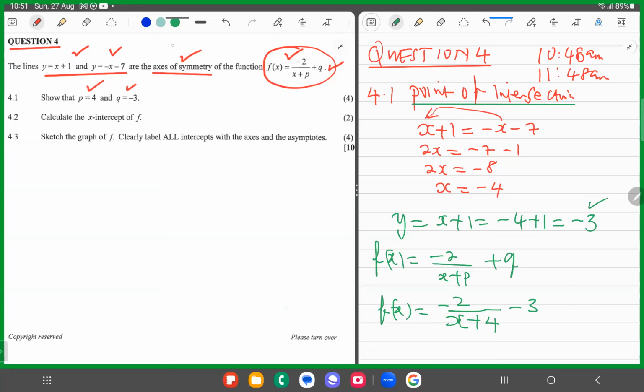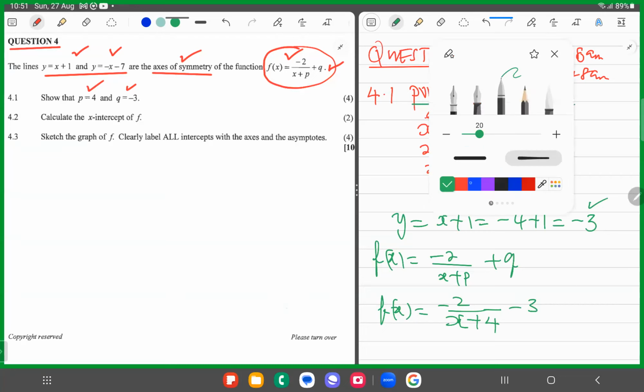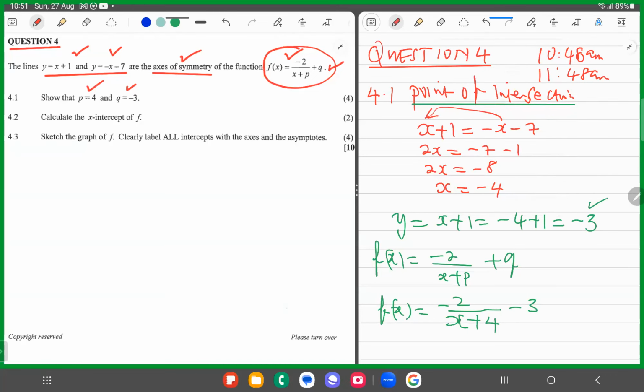So what are the implications of these? The implications are twofold. Namely, they said show that P equals this and Q equals that. So we have that P is exactly positive 4, and we have that our Q is the y value, which is exactly negative 3. So we have shown it and we have answered the question for 4 marks.